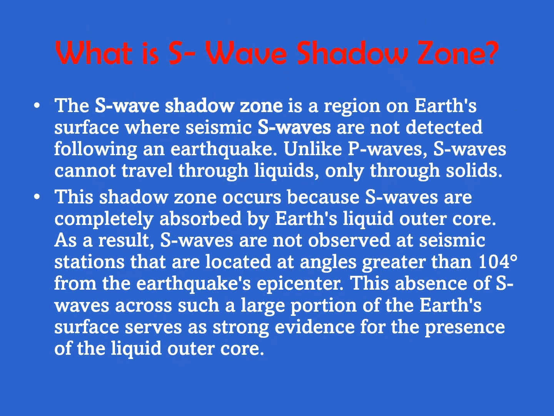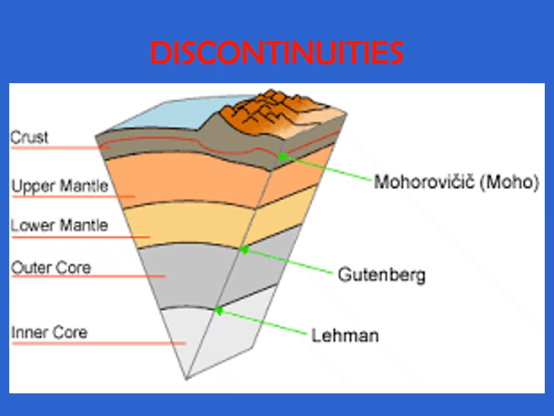Now let's talk about seismic discontinuities. The Mohorovičić discontinuity, or MOHO, is the boundary between the crust and mantle. It's where the seismic waves suddenly speed up, a clear sign of a material change.